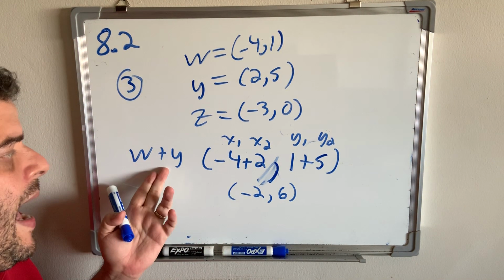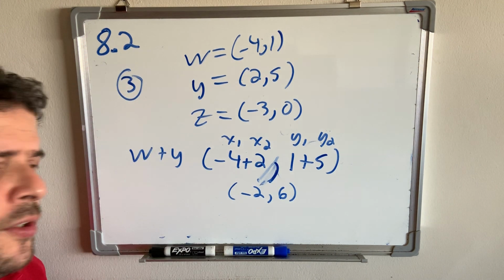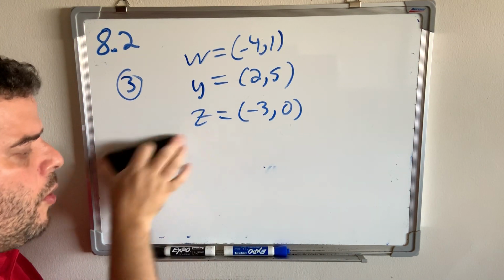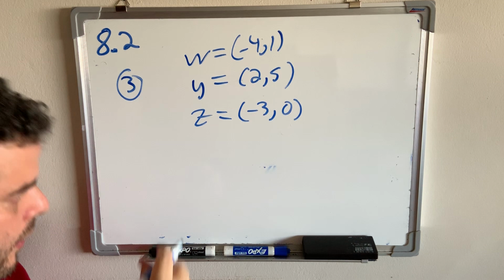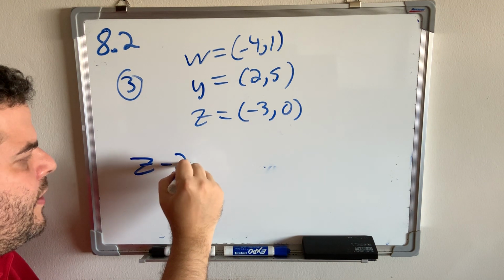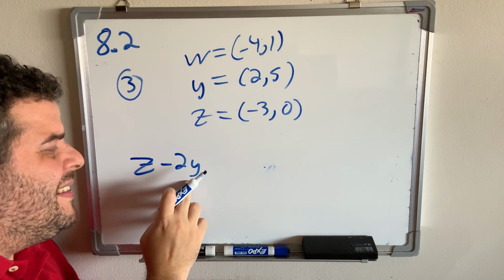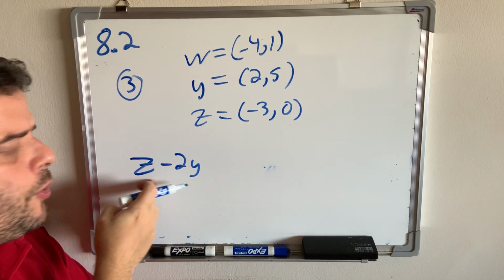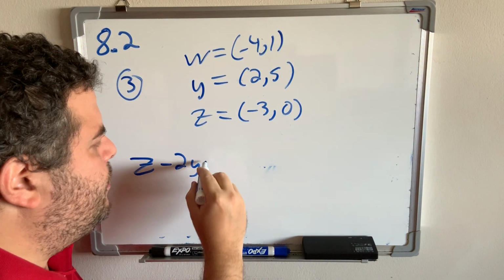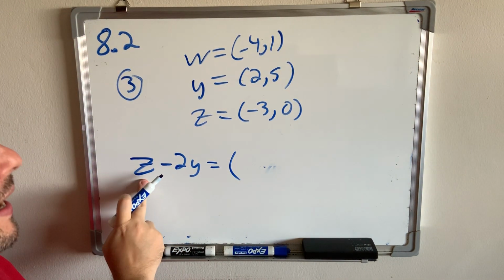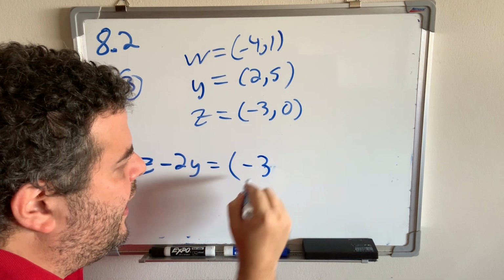Pretty much just add the components that they're giving you. Let's go over example 2: Z minus 2Y. Now I'm going to be scaling Y and then subtracting it from Z. So let's begin. My X1, it's just plain old negative 3.